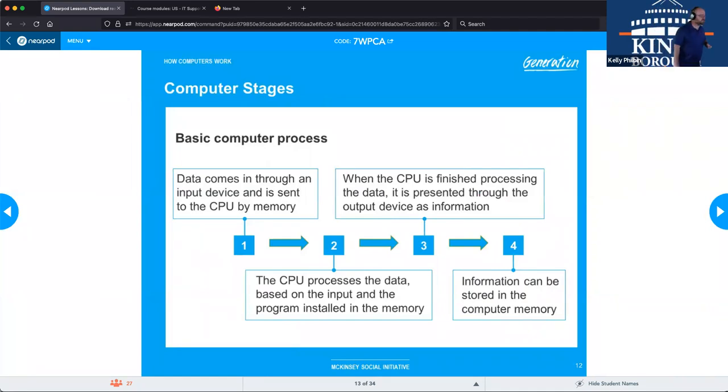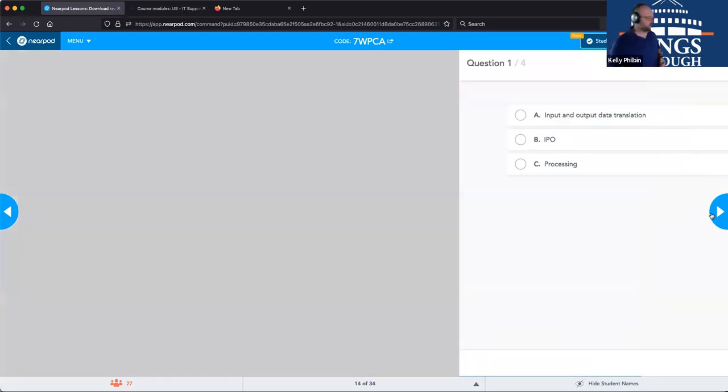All right, so the basic stages in the computer process as information is moving through a system. First, data comes in through an input device. That could be a keyboard, a camera, a microphone, what have you. It is sent to the CPU via the memory. The CPU processes that data based on the input it has received and the programs installed within its memory, and pushes it on. When the CPU is finished processing the data, it is presented through the output device as information, be that your monitor or your speakers. Finally, the information can be stored in the computer memory as necessary. So these are just the basic stages of computer processing.